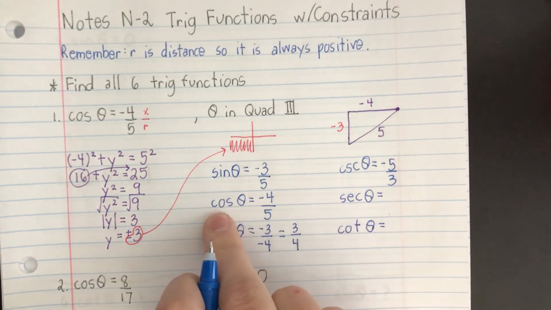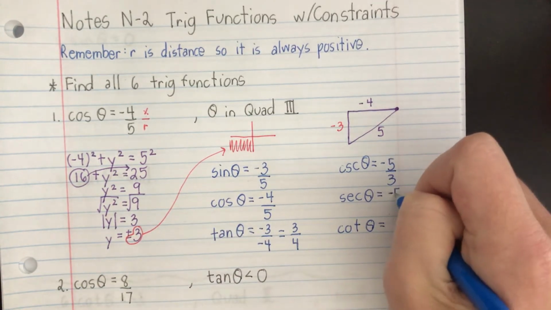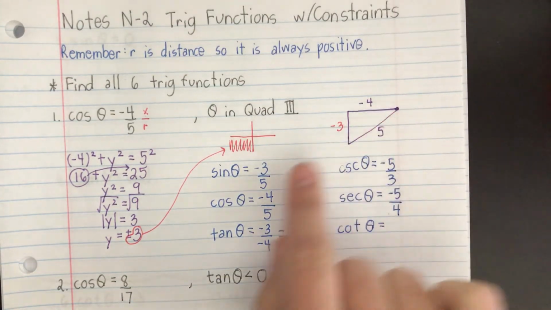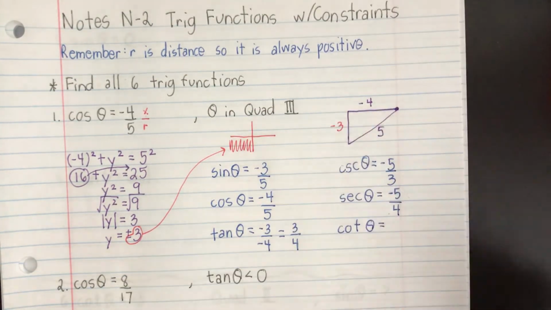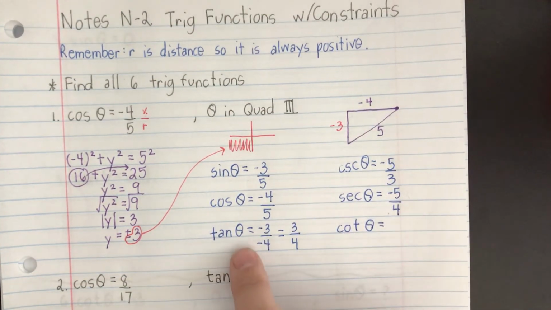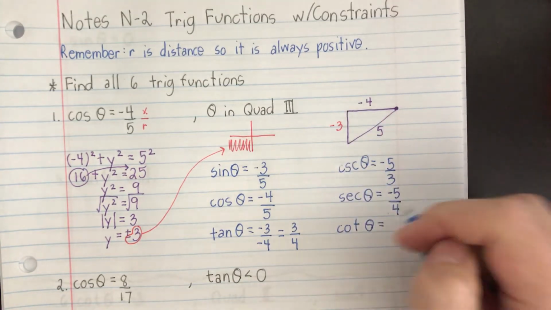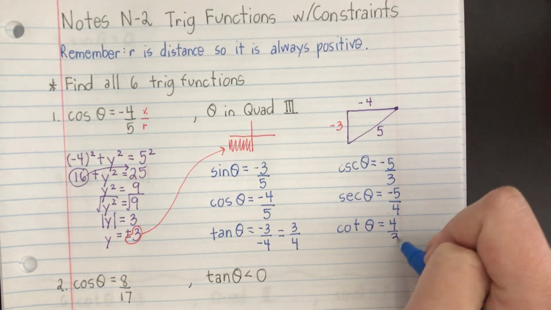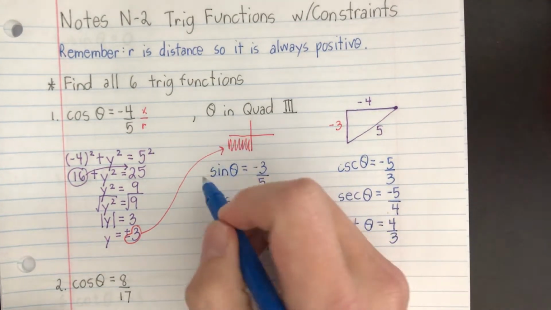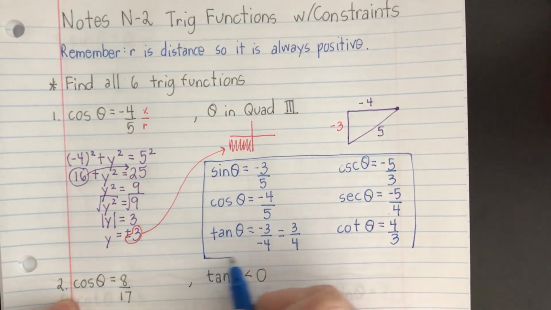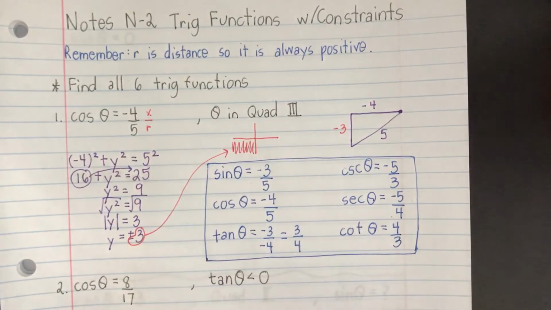Secant is the reciprocal of cosine, so -5/4, or in other words, our r over x. And then cotangent is the reciprocal of tan, so that is going to be our x over y. So negative 4 over negative 3, which is going to turn into 4/3, the reciprocal of tan. So it all worked out. So box these up. These are our 6 trig functions for number 1.